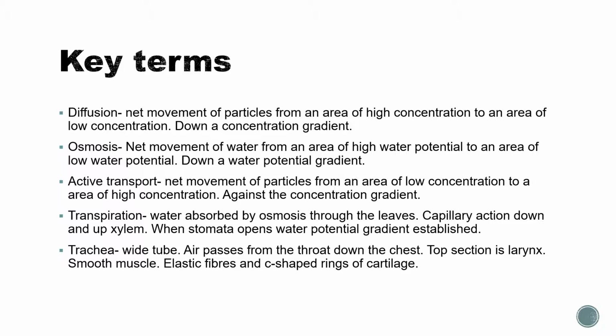against the concentration gradient. Transpiration is the water absorbed by osmosis through the leaves, with capillary action up the xylem. When stomata open, the water potential gradient is established. The trachea is a wide tube, and air is passed from the throat down the chest. The top section is the larynx, with smooth muscle, elastic fibers, and C-shaped rings of cartilage.